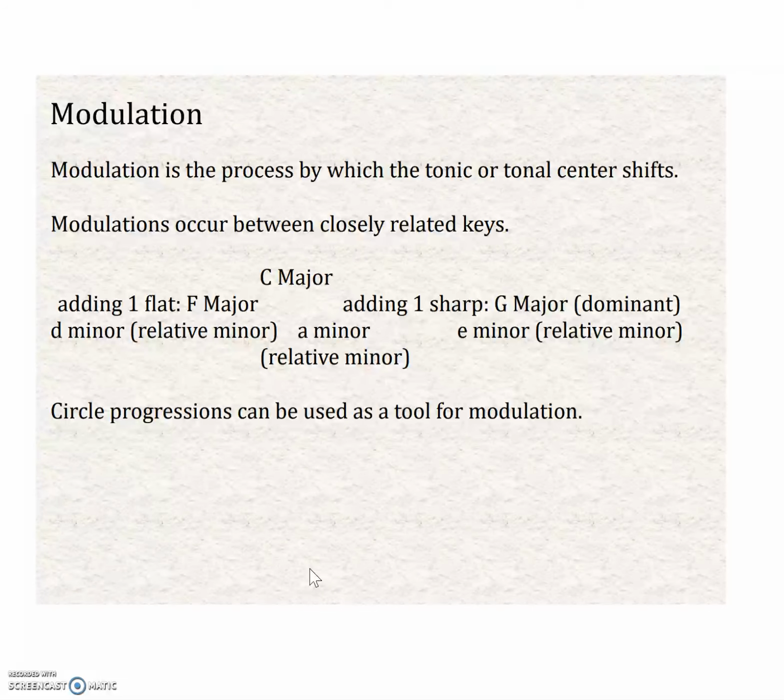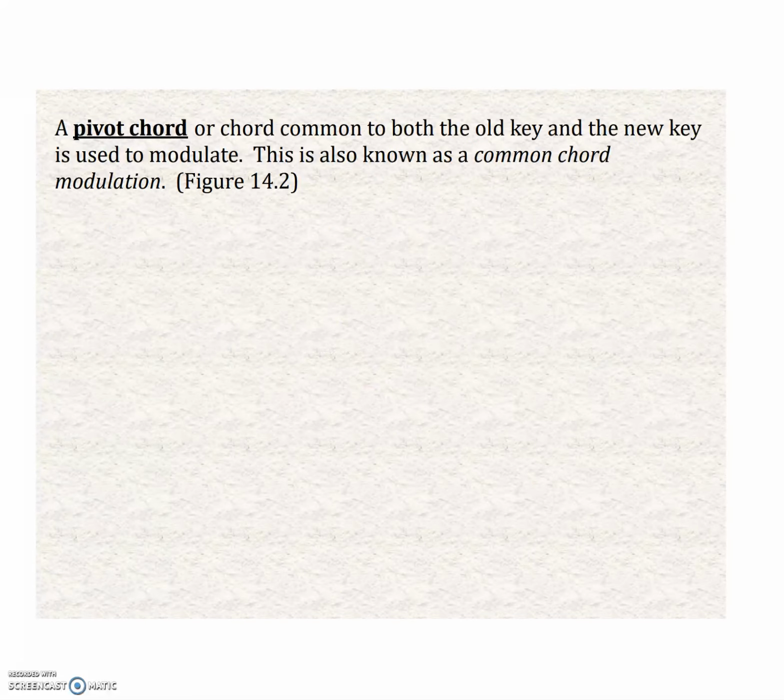Circle progressions, as always, very useful as a tool for modulation. So when we're modulating, we're most of the time going to use what's called a pivot chord. And a pivot chord is a chord that's common to both the old key and the new key. And that's how we modulate. You can also call it common chord modulation. We're going to look at an example on the next slide.